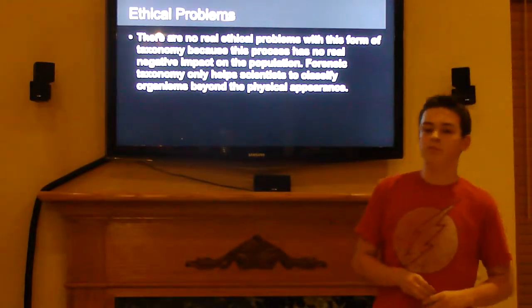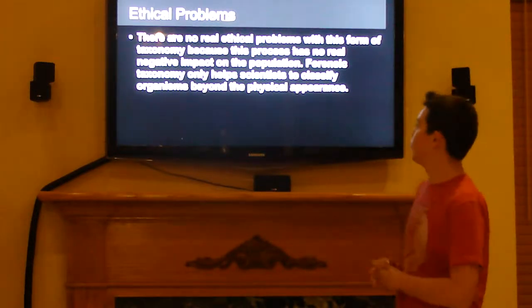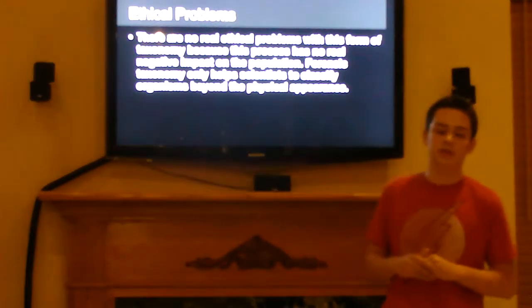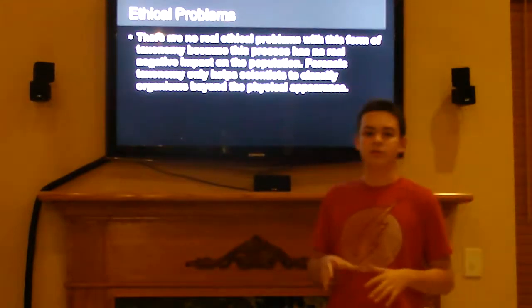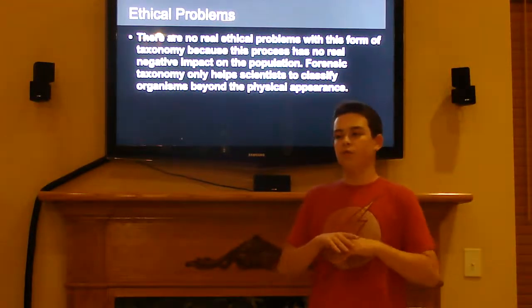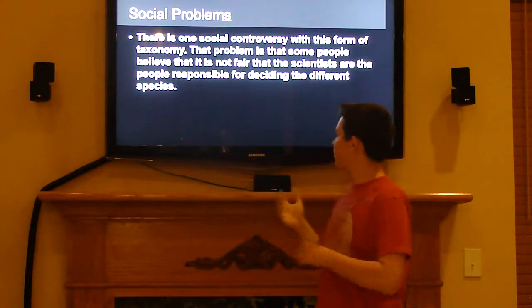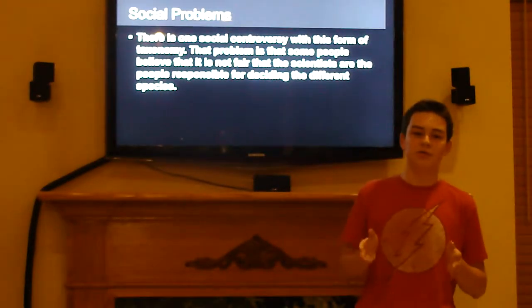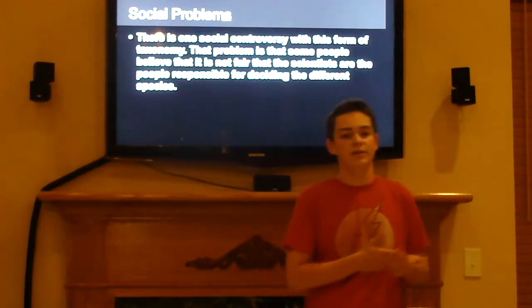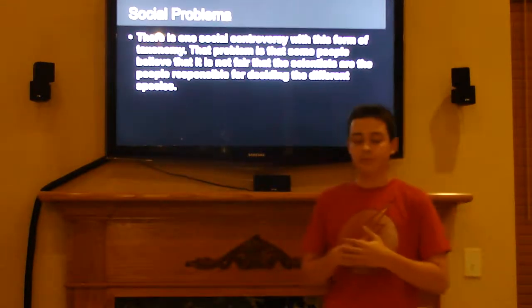There are a few problems with this, or controversies that people think about. There are no real ethical problems to taxonomy because it's just the observation of DNA strands to compare two different organisms, but there are also social and political problems with it. One social problem is that some people believe that it's not fair that differentiating between two organisms relies solely in the hands of the scientists examining the DNA and other scientists that observe their results.